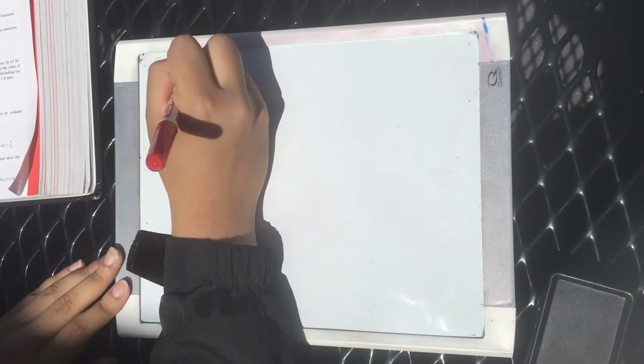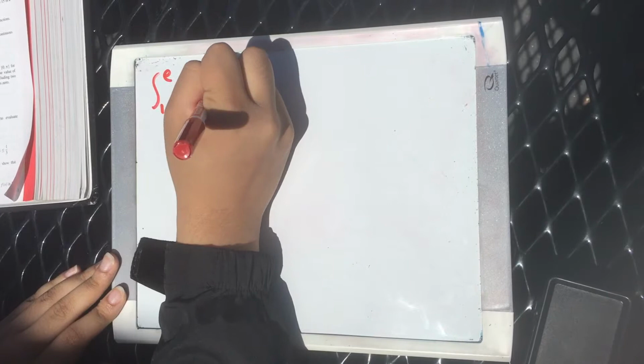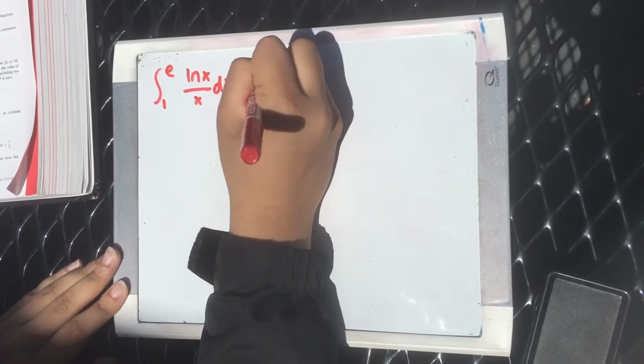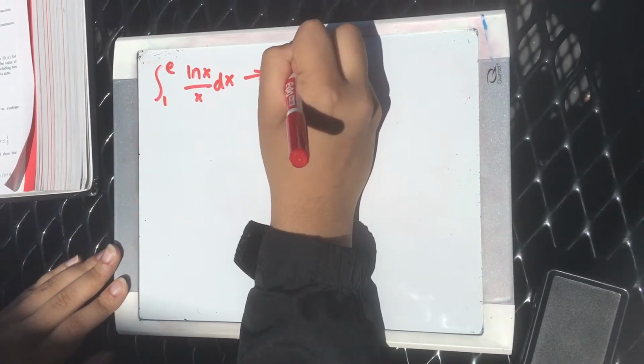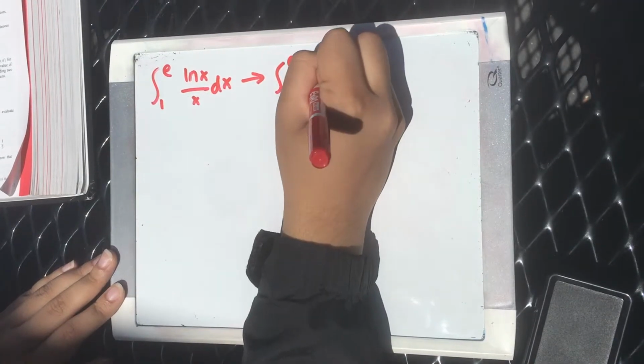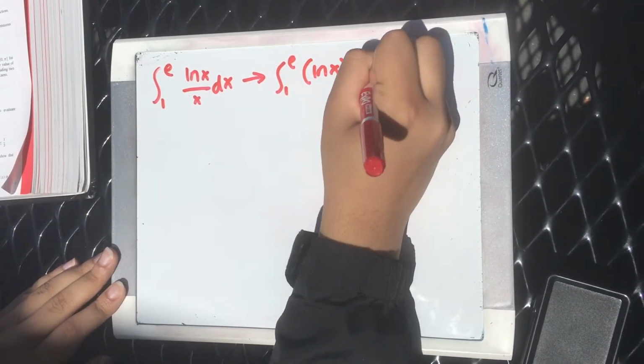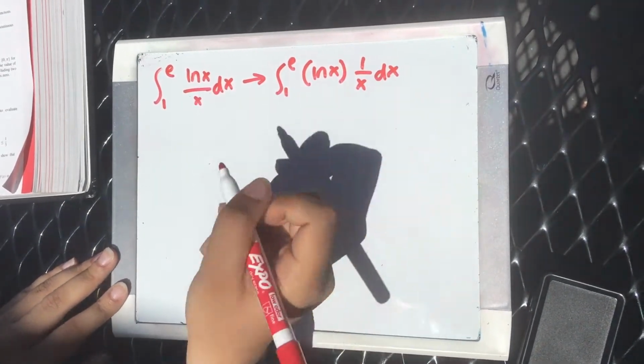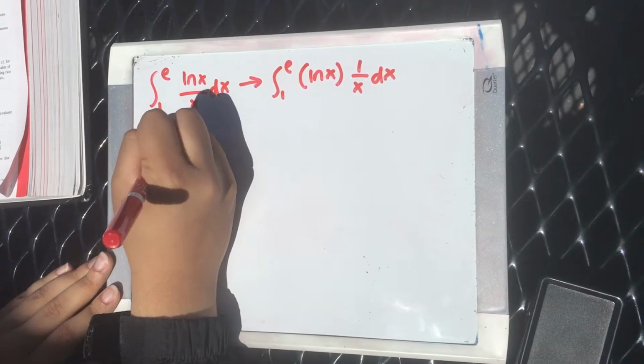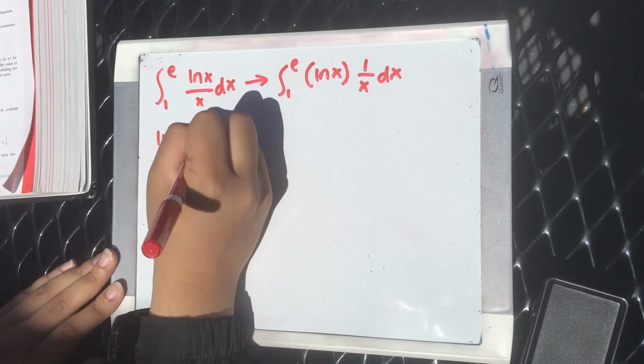For this question, we are solving the integral from 1 to e of ln x over x dx. The first step I'm doing is separating ln x over x into ln x and 1 over x. Next, we will be using u-substitution and setting ln x equal to u.